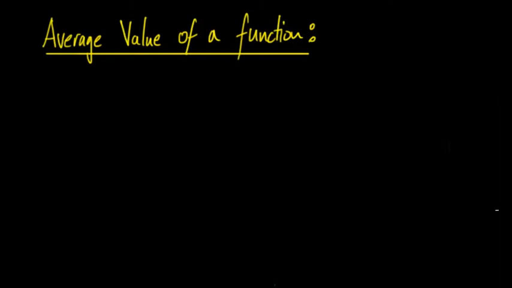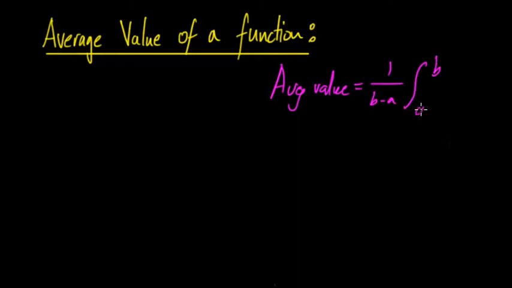So the formula is that the average value is equal to 1 over b minus a times the definite integral from a to b of f(x) dx. Basically you just have to memorize that formula, see the types of questions a few times, and then whenever you see it, you'll be able to use this formula and get the right answer.